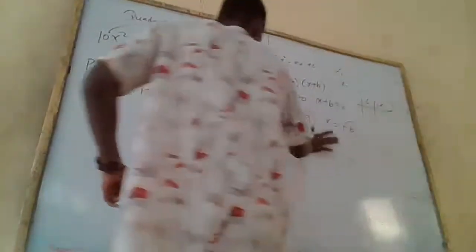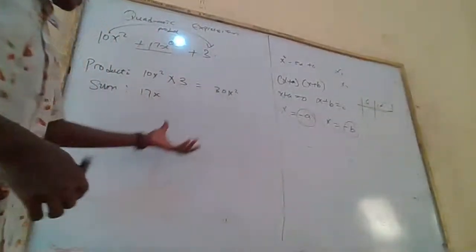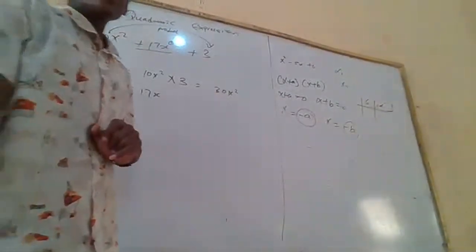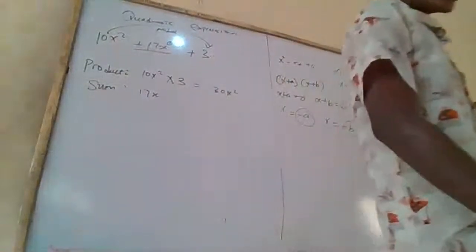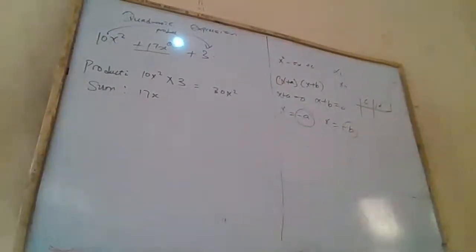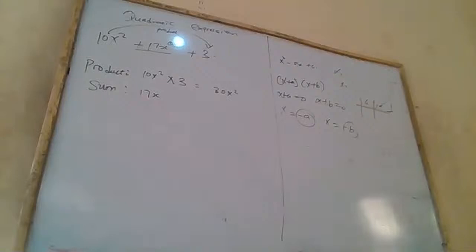So in this case now, what will I do? I need to look for 2 numbers. Now listen very, very carefully, because I'm dealing with a quadratic equation. Now, a quadratic expression is simply a polynomial in which the highest degree is 2. What does that mean? It simply means that a quadratic equation will give me 2 factors.